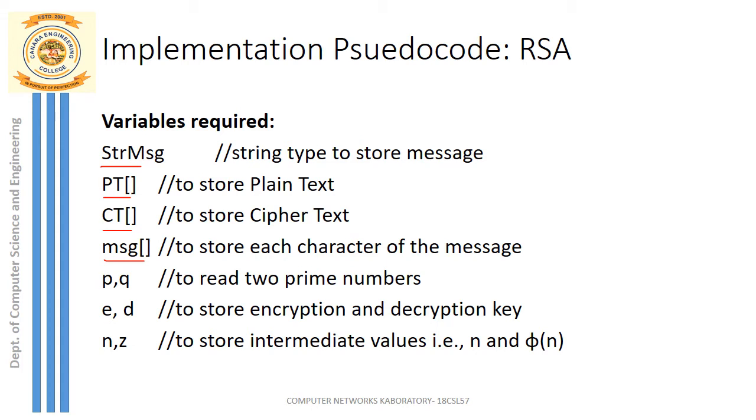This will be the input for the ciphertext. We take P and Q to read prime numbers from the user, and we read the E value also, to simplify the program, and then we find the D value. These are the two encryption and decryption keys, and N and Z are the intermediate values to calculate the encryption and decryption keys, that is N and phi of N. These are the important variables I have used in the pseudocode of the RSA algorithm.